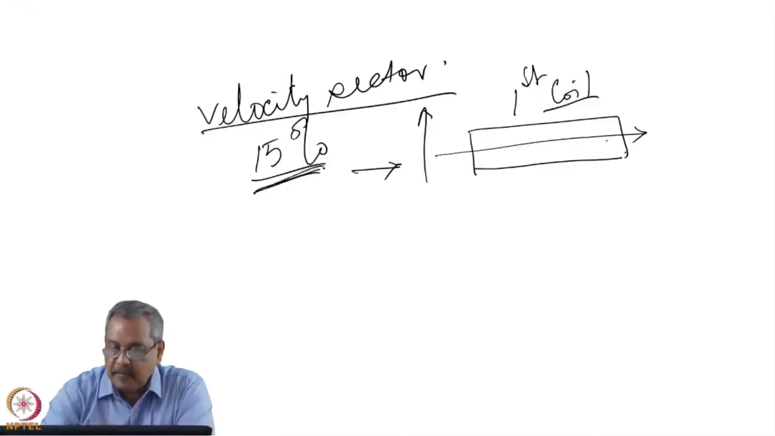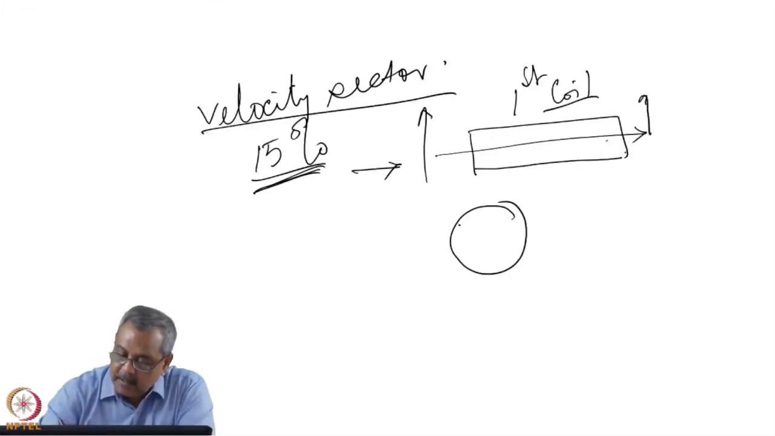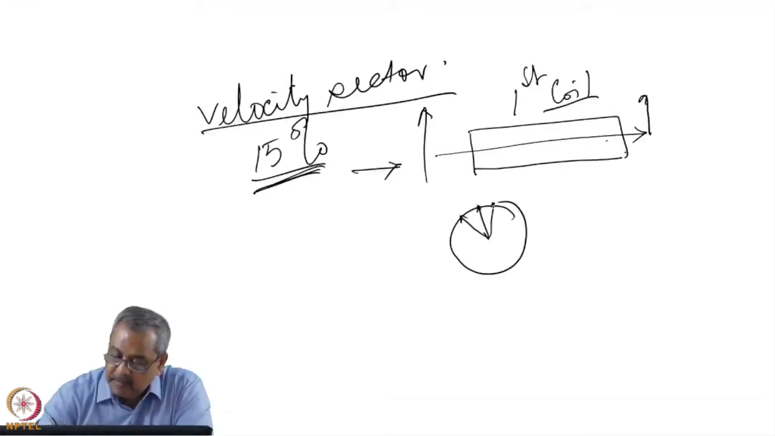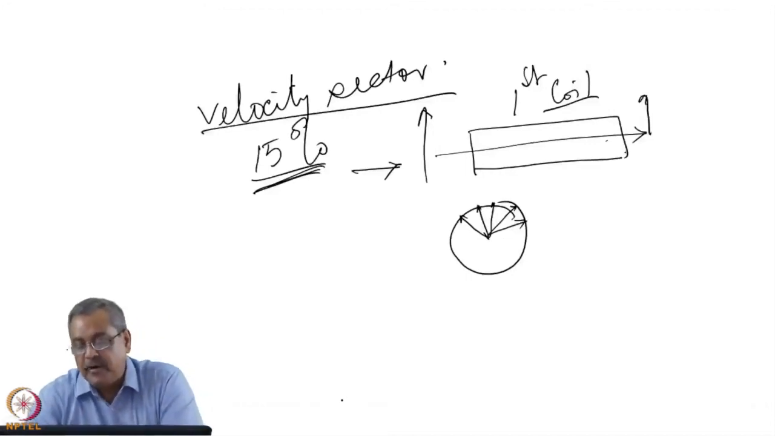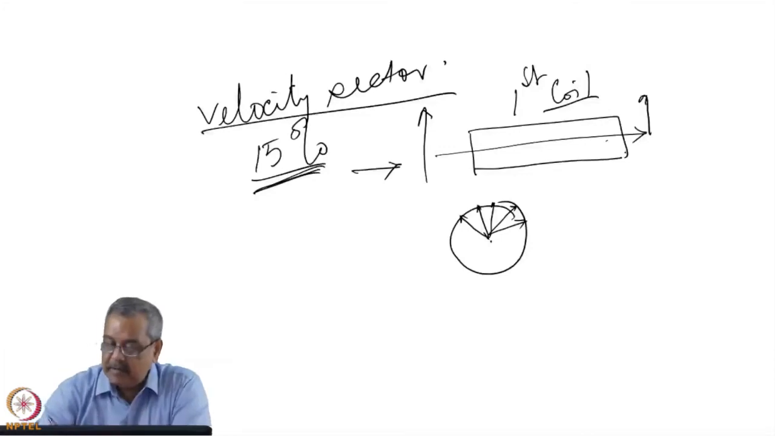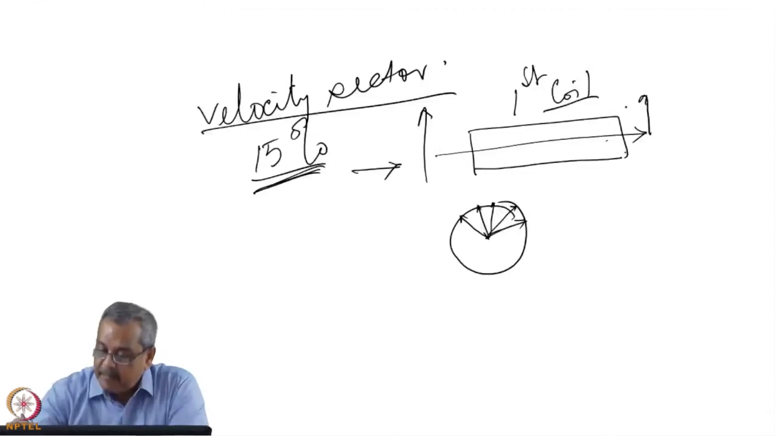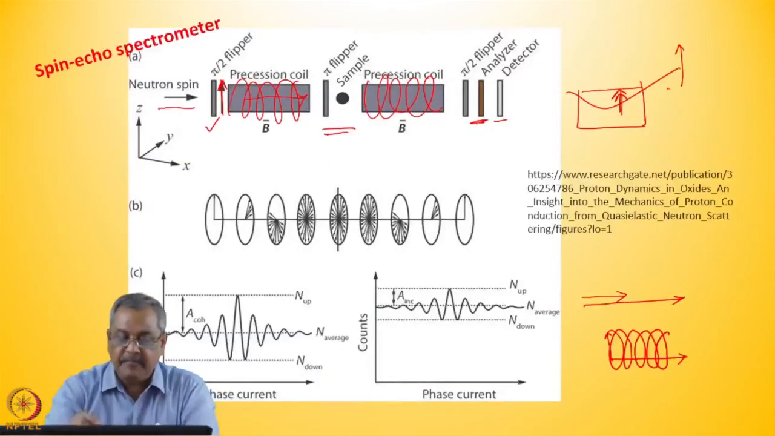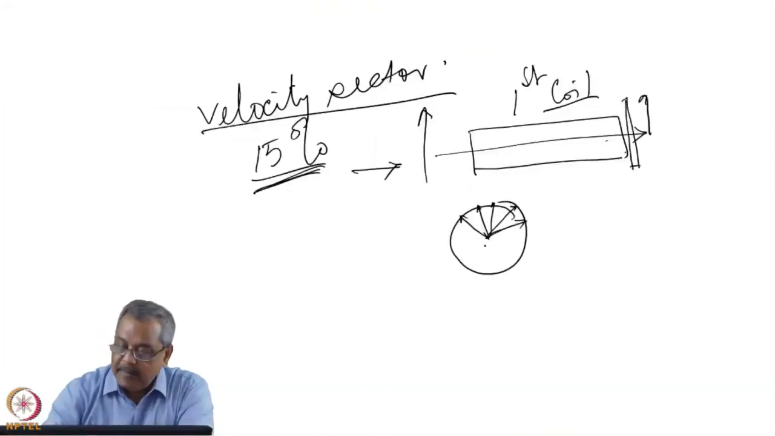Since there is a velocity spread, if I consider looking at the neutron from this direction, it will fan out, because neutrons of different velocity will undergo different precession. These precessions can be as large as 10,000 to 20,000 inside this length of the coil. Now it has fanned out. There is a pi flipper in my schematic. So it flips by pi.